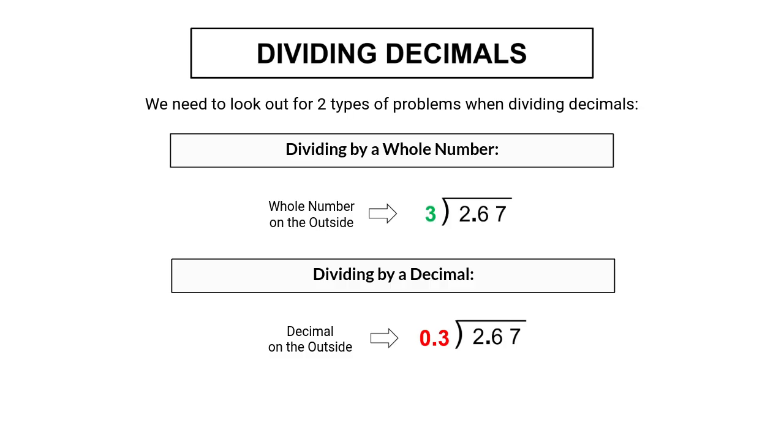So now we're going to take a look at dividing decimals. And there's 2 different situations you have to look out for when you divide decimals. The first situation is when you have a whole number on the outside, and the second situation is when you have a decimal on the outside, and it has to be handled differently.